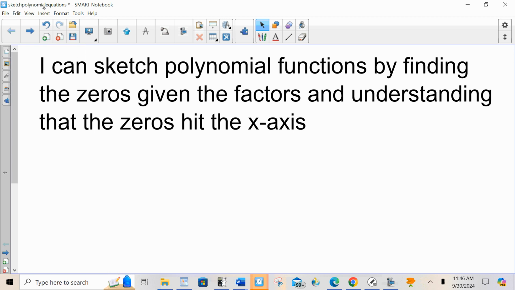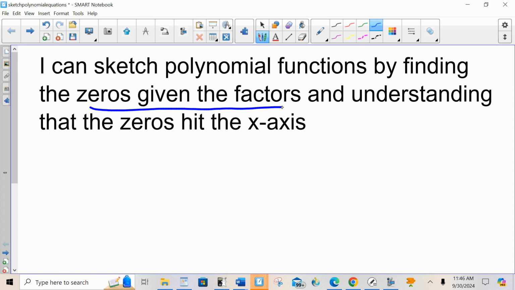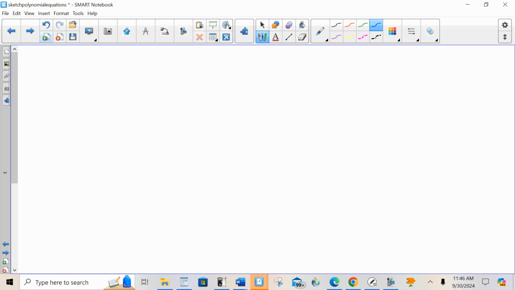Hello everybody. Today I can sketch polynomial functions by finding the zeros given the factors and understanding that the zeros hit the x-axis. The factors do not hit the x-axis, the zeros hit the x-axis. We're going to also talk about single roots and double roots, so let's just quickly talk about that.